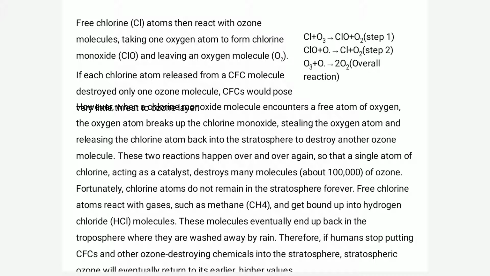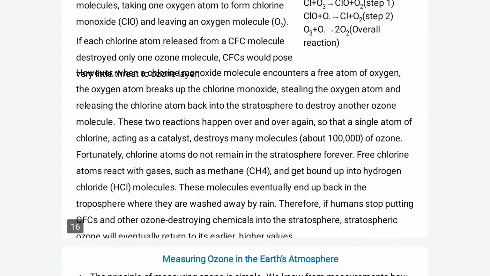Fortunately, chlorine atoms do not remain in the stratosphere forever. Free chlorine atoms react with gases such as methane and get bound up into hydrogen chloride molecules. These molecules eventually end up back in the troposphere, where they are washed out by the rain. Therefore, if humans stop putting CFCs and other ozone depleting substances into the stratosphere, stratospheric ozone will eventually return to its normal values.